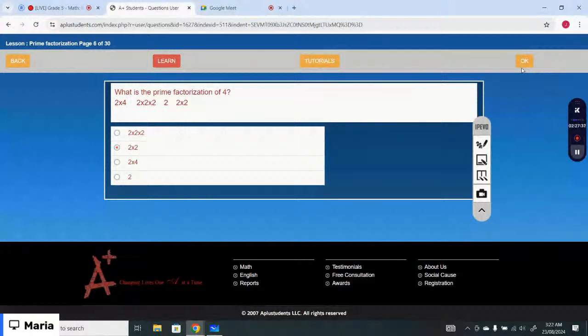What is the prime factorization of 4? Which is the correct option? Okay, you can complete the lesson by yourself later today. Let me just move on to the next lesson.